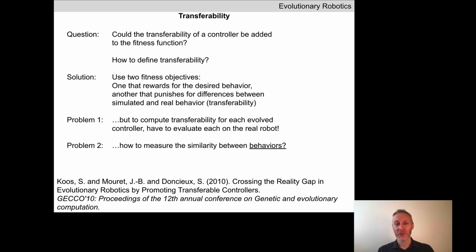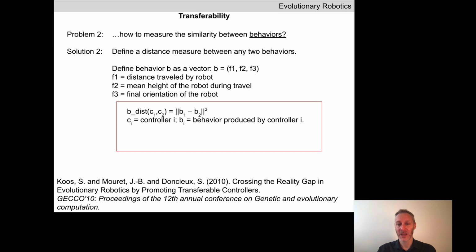Every answer in science raises 10 more questions. So that's great that we want to measure the similarity between behaviors generated by controllers. But how do we measure the similarity between behaviors? We could simply just take fitness, which is the distance traveled. But in this case, the investigators actually isolated 3 different features of the behavior produced by a given controller, F1, F2, and F3. And these features capture different aspects of the way in which the robot moves.